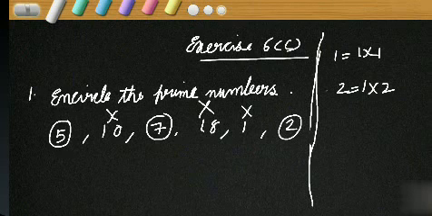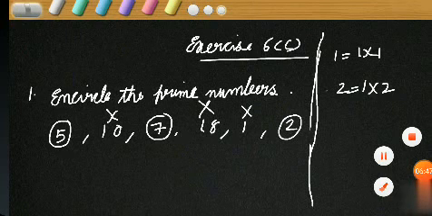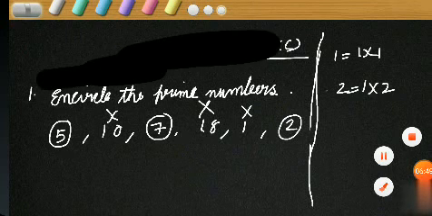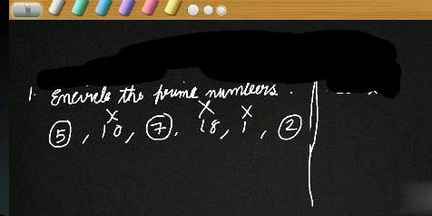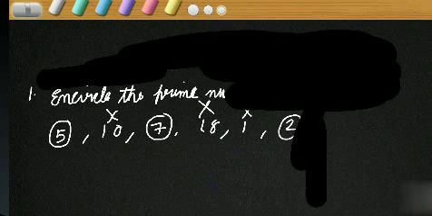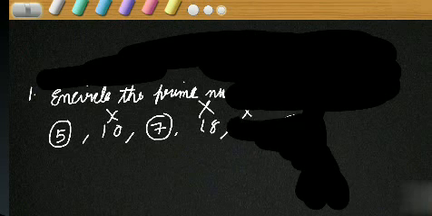So which are the prime numbers? Among the given numbers, 5, 7 and 2 only are the prime numbers. Have you understood? Yes. Now let's try to do question B. If you are thorough with the prime numbers between 1 and 100, you could easily answer such questions.